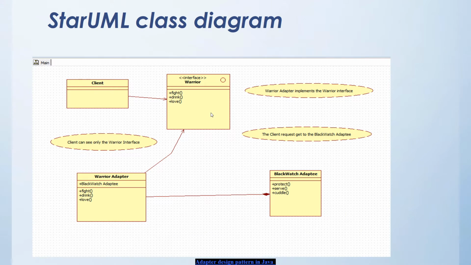Let's see our StarUML class diagram, and here we are building a game that is based on Game of Thrones. So, we have our client that can only see the warrior interface, and inside this warrior interface we have three methods, which are fight, drink and laugh. However, we want to be able to use the black watch adaptee, which will be integrated with the warrior adapter.